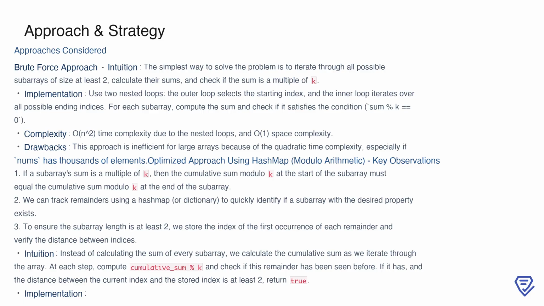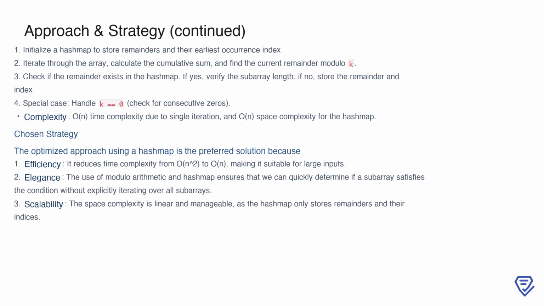Furthermore, to ensure subarray length is at least 2, we store the index of the first occurrence of each remainder and check the distance between indices. This approach leverages cumulative sums and remainders to streamline the solution. To implement the optimized approach, we start by initializing a hash map to store remainders and their earliest occurrence index.